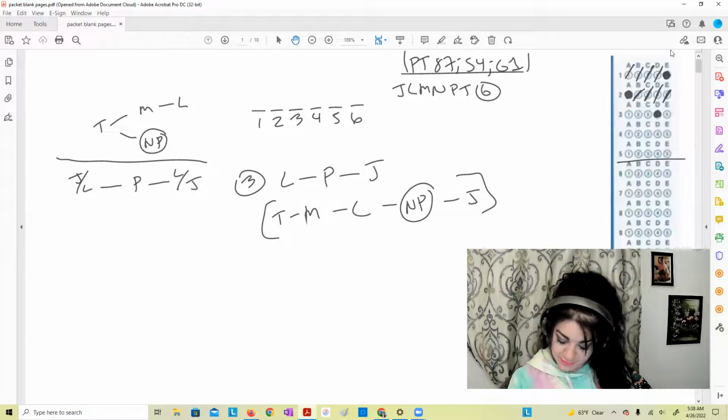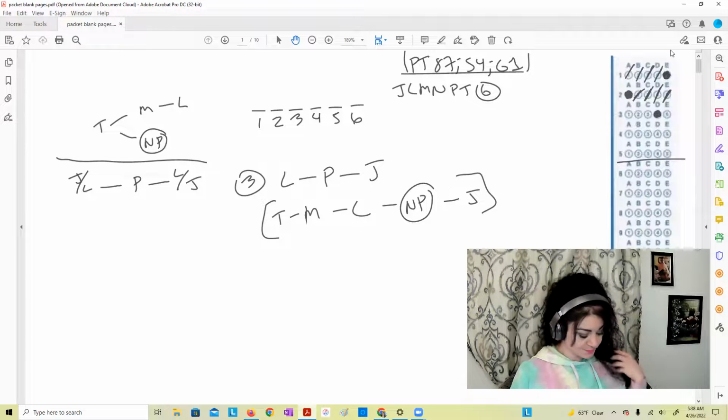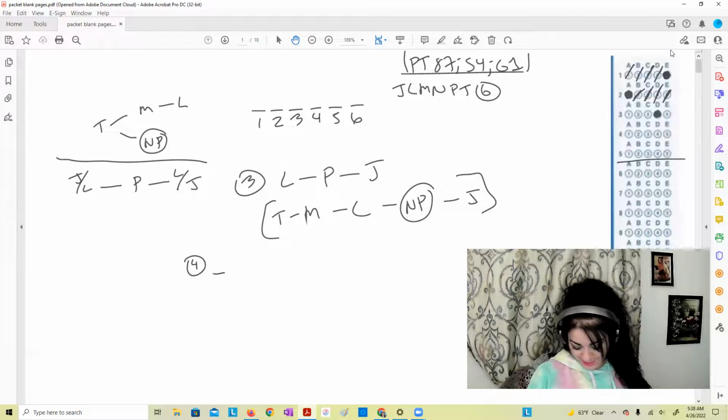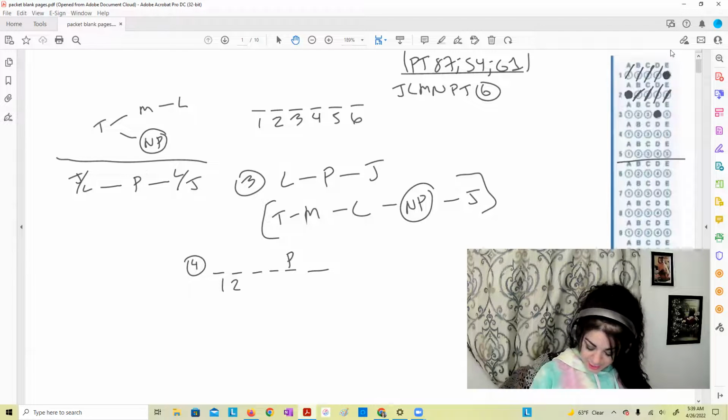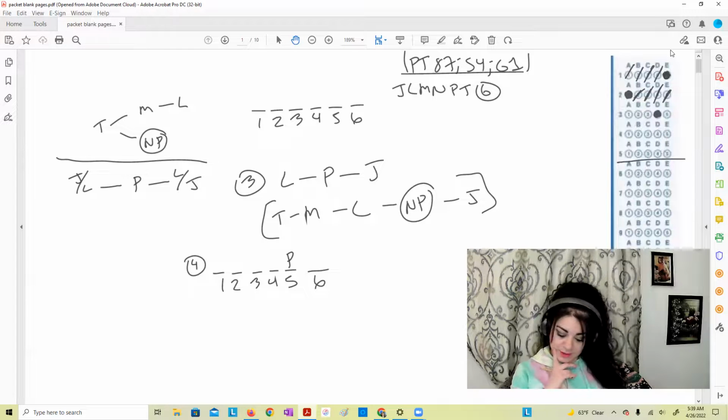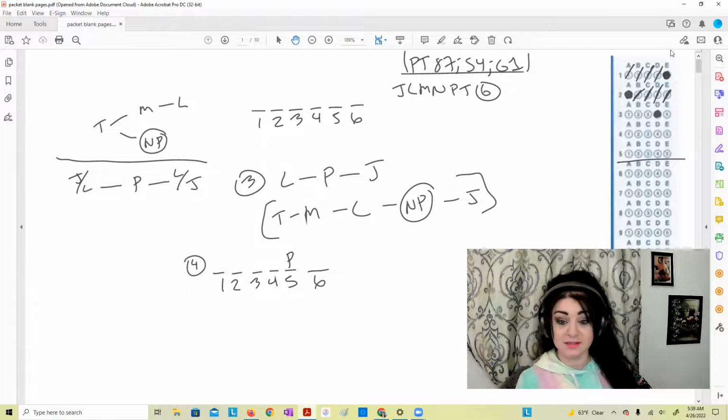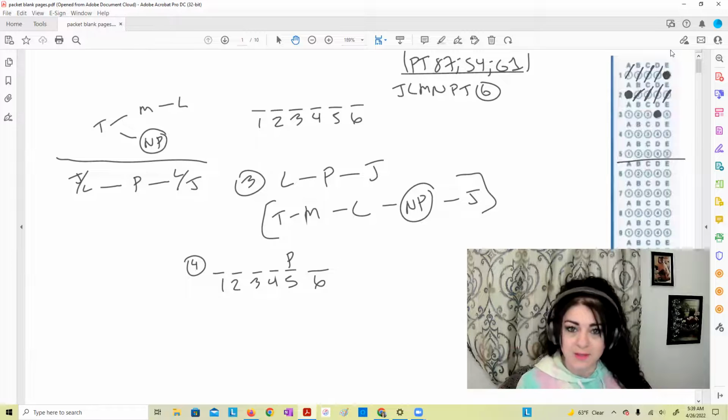Okay, let's look at number 4. Oh, good. This one also gives us a local condition. I love these ones. 1, 2, 3, 4, 5, 6. If P is right here in the 5th position, then what? Well, I'm trying to think out loud. Here's the thing. P is featured in 2 rules. I know that N is either immediately before or immediately after. And I also know that it needs to be between L and J.